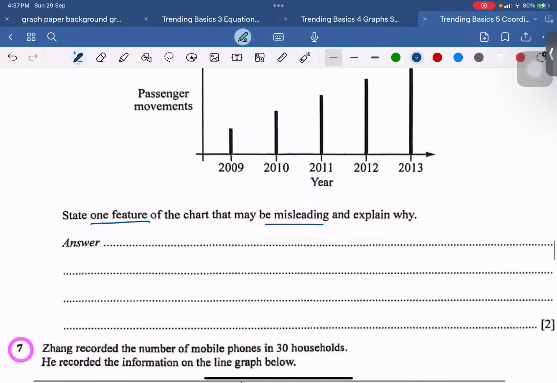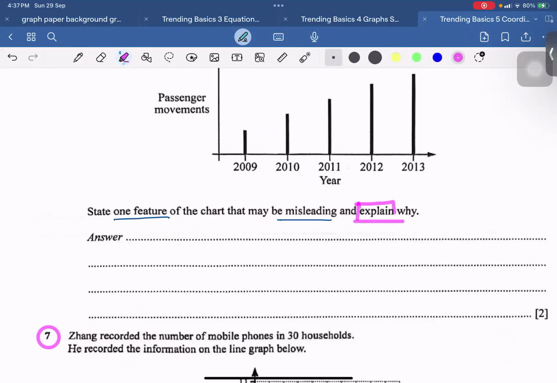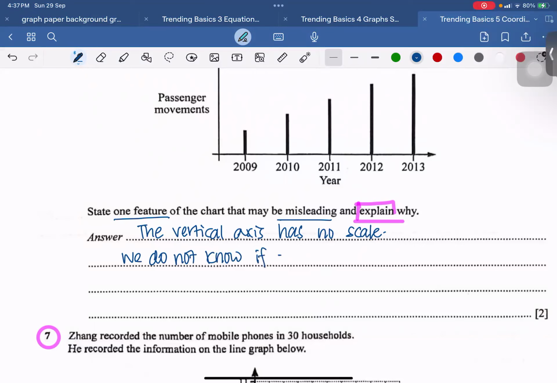State a feature, but you must explain. For me, I'm just going to state the vertical axis has no scale. We do not know if the height of the bars are proportionate to its frequency.